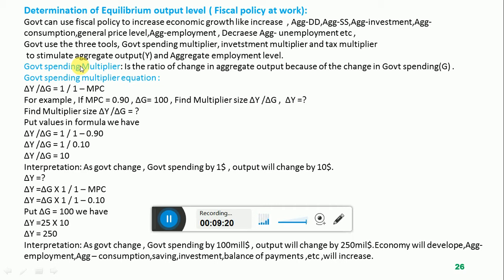Government spending multiplier is the ratio of the change in aggregate output because of the change in government spending. Why am I putting the independent variable G here? Because the name is government spending multiplier, we are going to calculate the change in aggregate output of Afghanistan because of the change in government spending of Afghanistan. And this is a multiplier, so aggregate output will change many times when government expenditures change by $1.